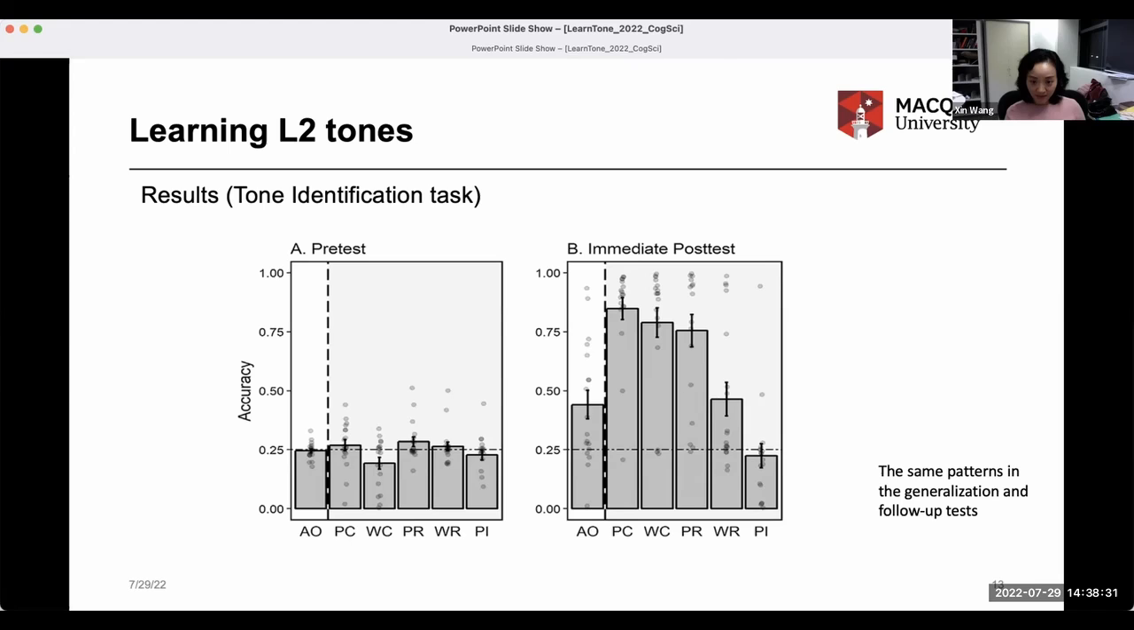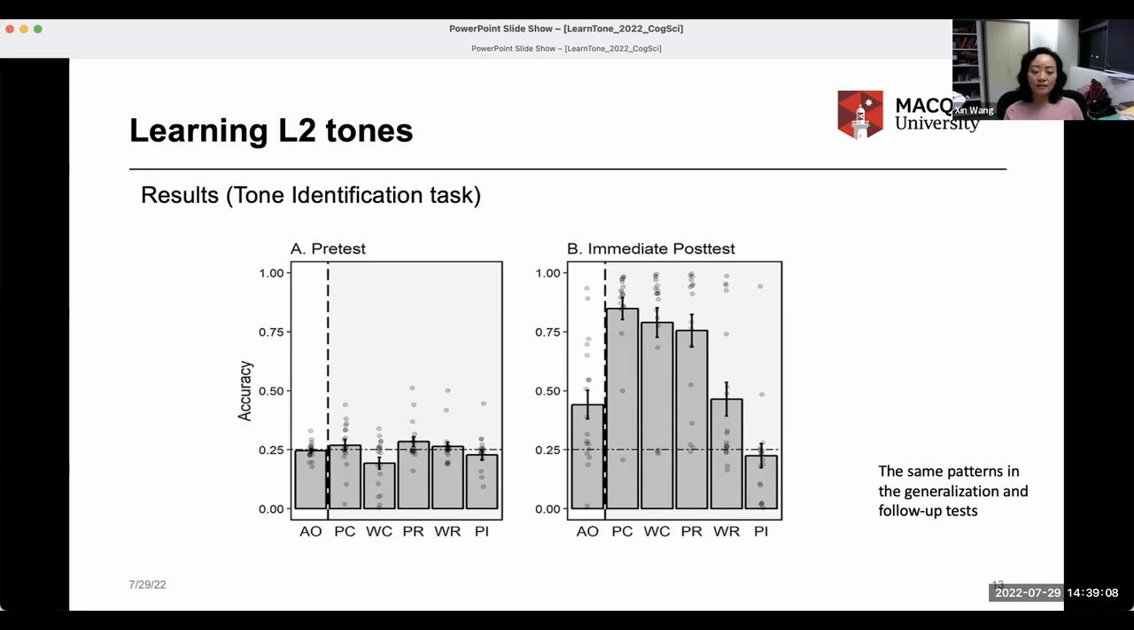In the post-test, I believe that they give each participant 2 exposures of each token. The conditions that show significant advantage are performing congruent trials, watching congruent trials, and performing rotated trials relative to the auditory only condition. And the watching rotated trials did not show significant differences relative to the auditory only condition. And the performing incongruent trials actually show a little bit of inhibition, which was not significant.